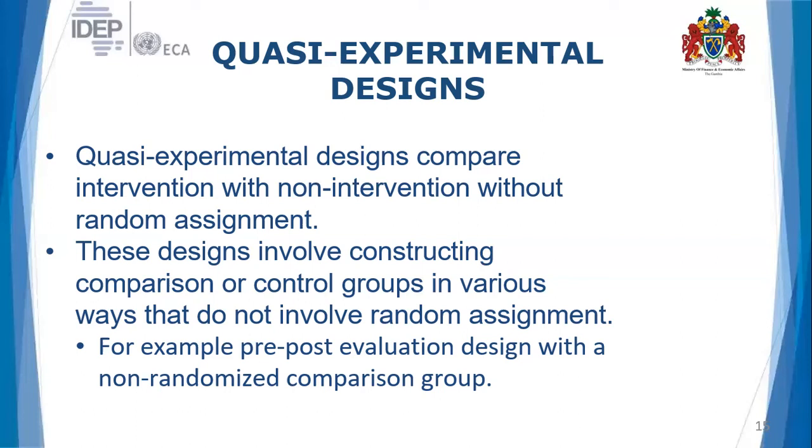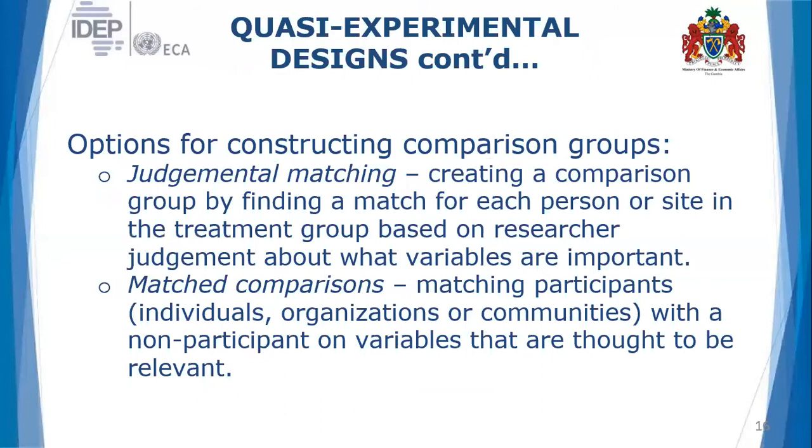So these designs involve constructing a comparison or control group in various ways that do not involve random placement or assignment of participants or subjects. An example is a pre- and post-evaluation exercise or design that has no randomized comparison group. How are these comparison groups constructed? There are different options used in practice, and certainly in practice, these options are used differently. Some may be used more than others for different reasons. But for the purpose of our discussion, we'll look at a few of them.